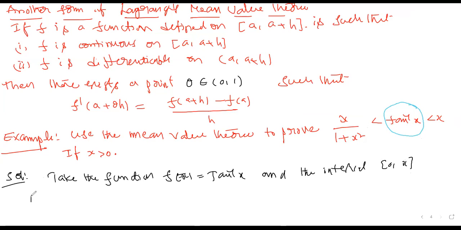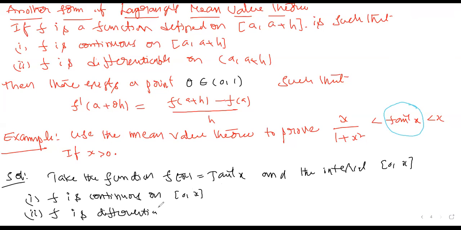Therefore, clearly you know the first condition: f is continuous on the closed interval 0 comma x. Why? Because tan inverse of x is continuous on the interval. It is clear already, everyone knows it. We discussed it in intermediate. And also f is differentiable on the open interval 0 comma x. Tan inverse of x is differentiable on the open interval.